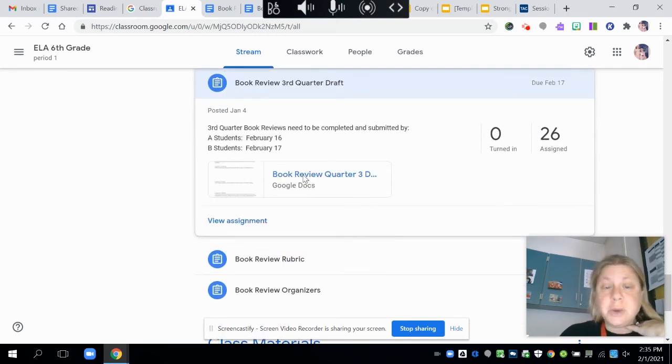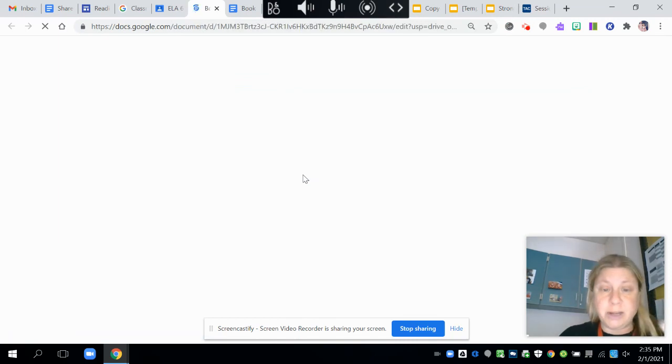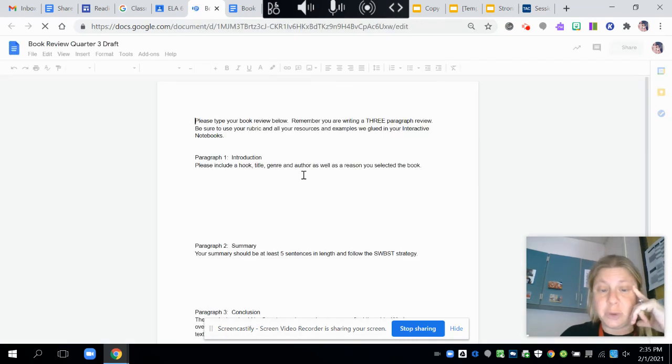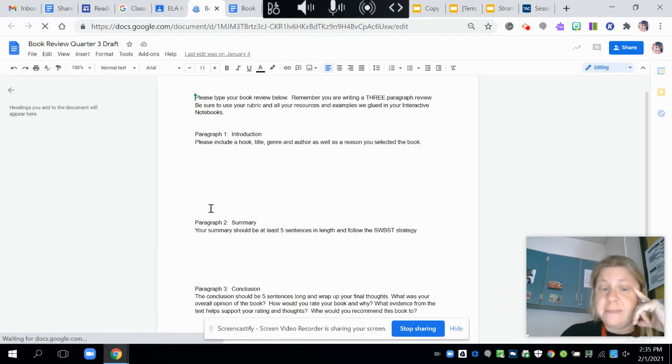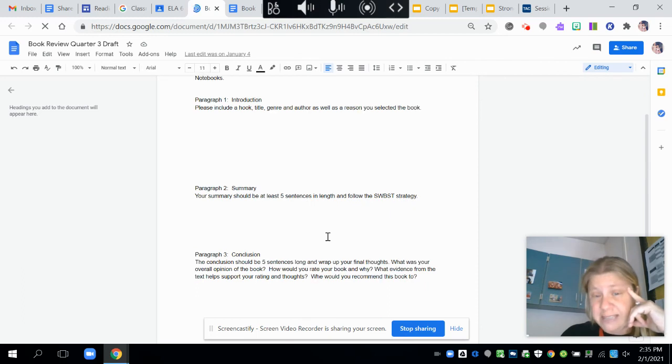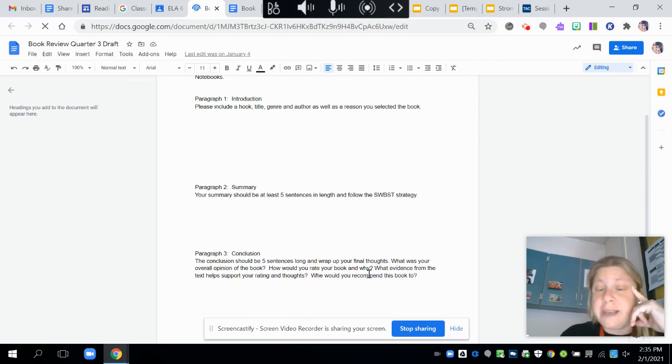So I think as long as you're following these components, you should be pretty good, remembering that it's a 3 paragraph response, that you're including a hook, title, genre, and author, that you've created a nice lengthy summary that's a minimum of 5 sentences long, but really it should be longer than that depending on the type of book you have, and that you've rated your book and provided a little bit of your own personal reasoning. Again, your summary should not include your personal opinion. That should come in your concluding section, okay?